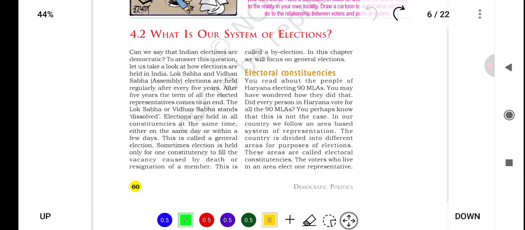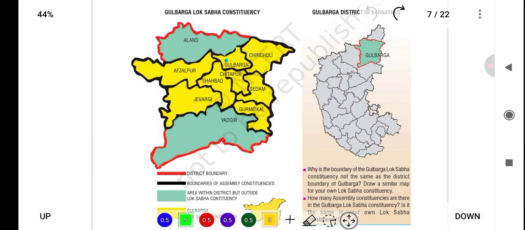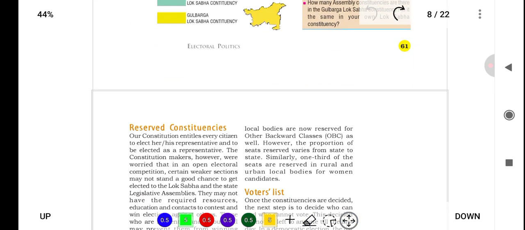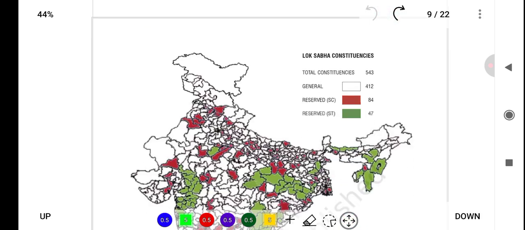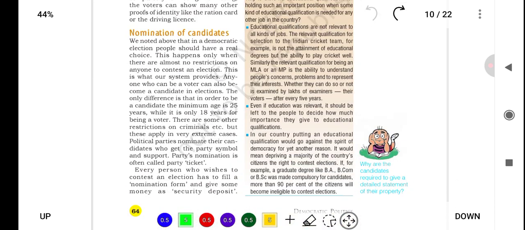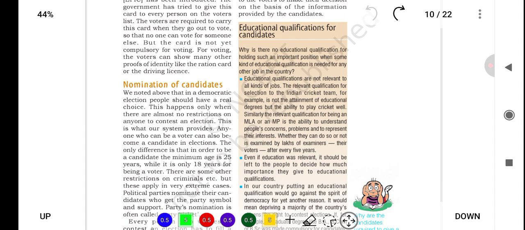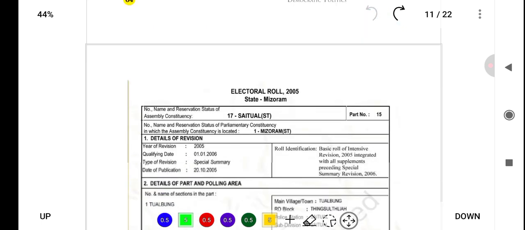Then what is our system of elections? Electoral constituencies. Here Gulbarga Lok Sabha constituency of Karnataka has been given. Reserved constituencies, voters list. Nomination of candidates. Educational qualifications for candidates. This is an electoral roll of 2005 of the state Mizoram.